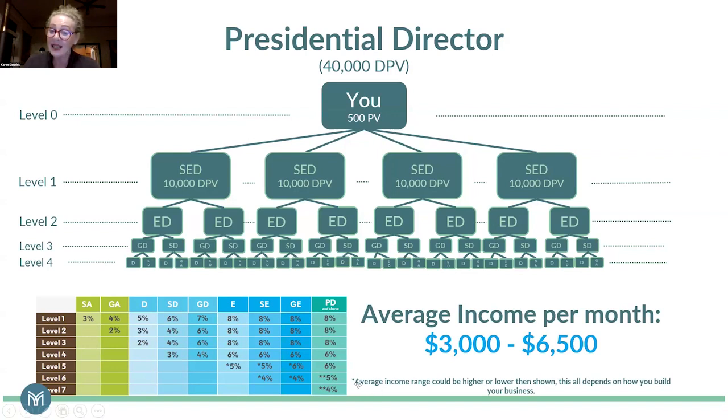So let me say the disclaimer again. This is an average income range, could be higher or lower than shown. It could be higher as well. This all depends on how you build your business with the various other bonuses as well, and how your business is structured. And of course, once you become presidential director, you don't sit there on 40,000. You could be on 50,000 DPV, 60,000, 70,000. It just continues to grow. And as the volume grows, so does your income.